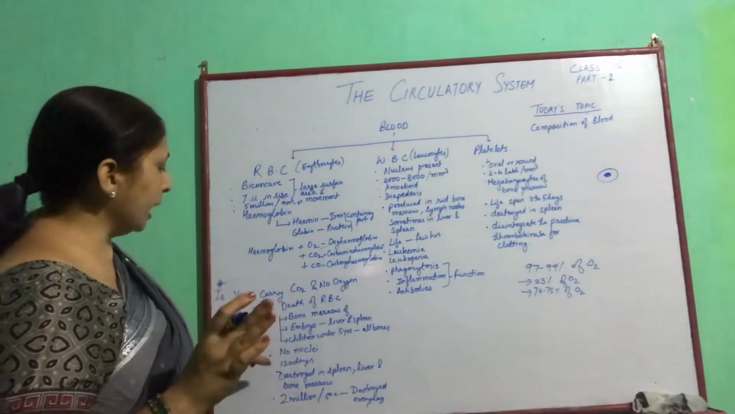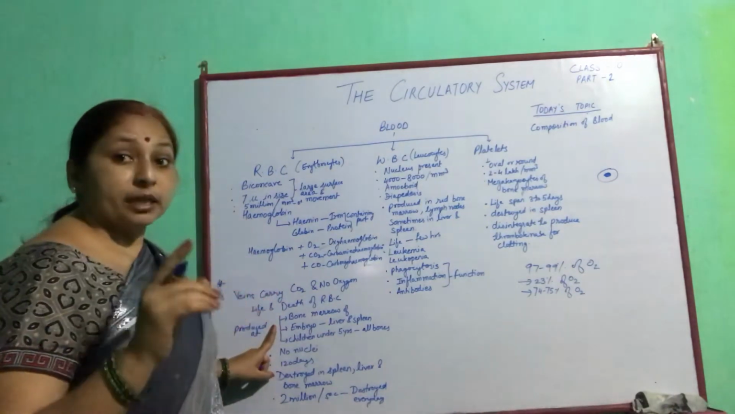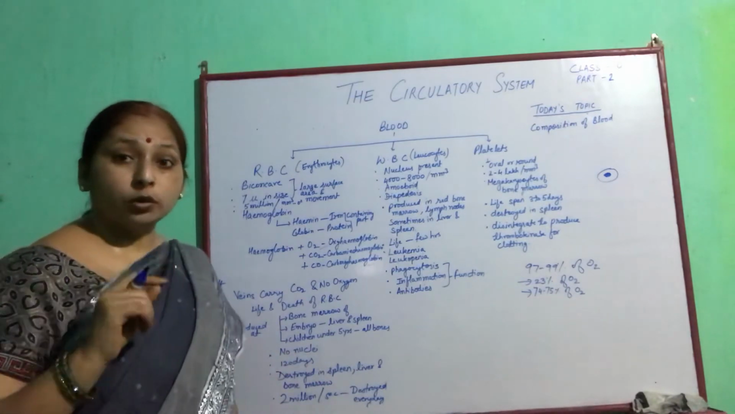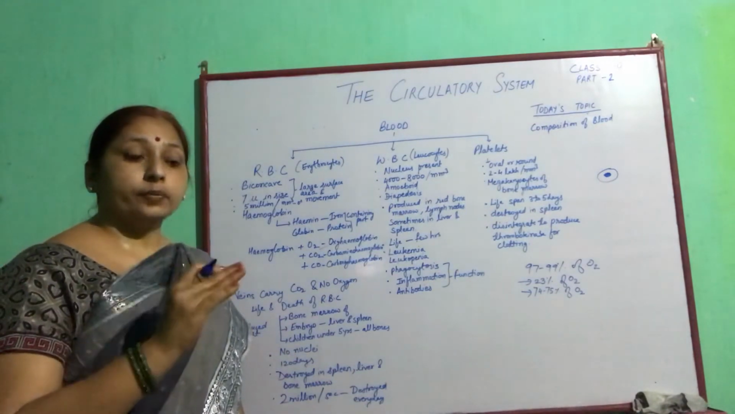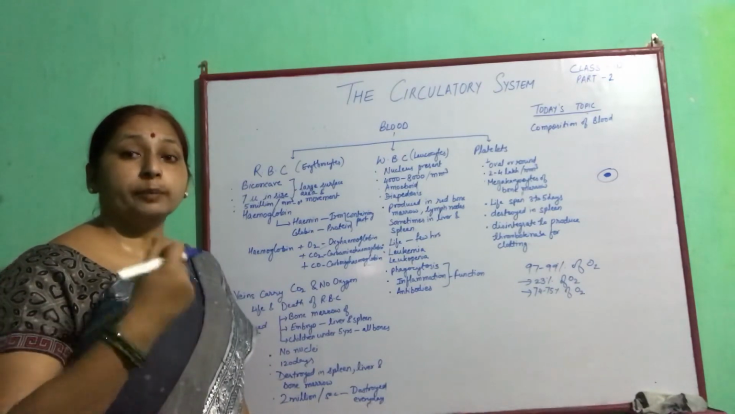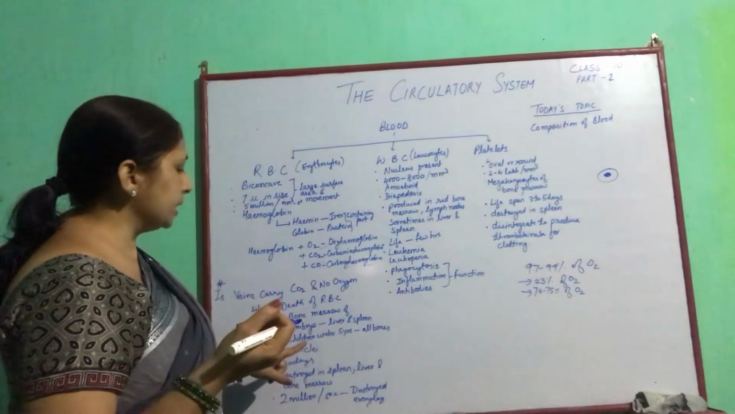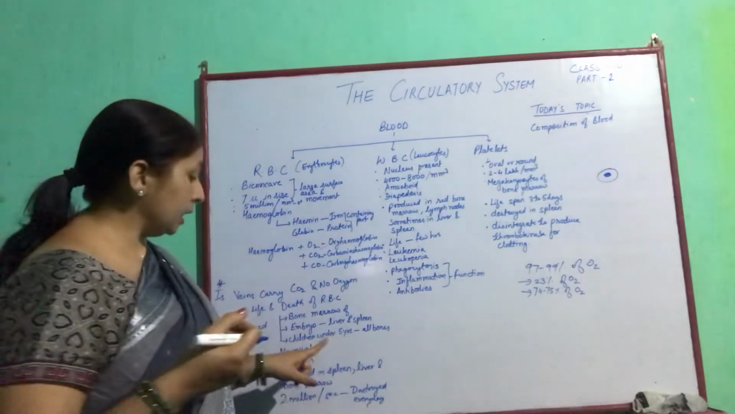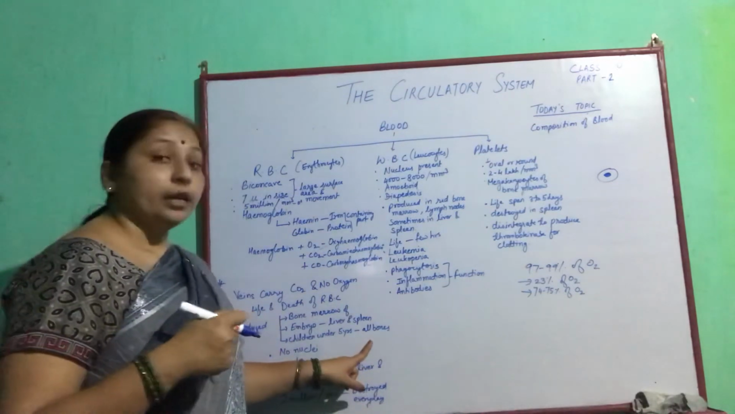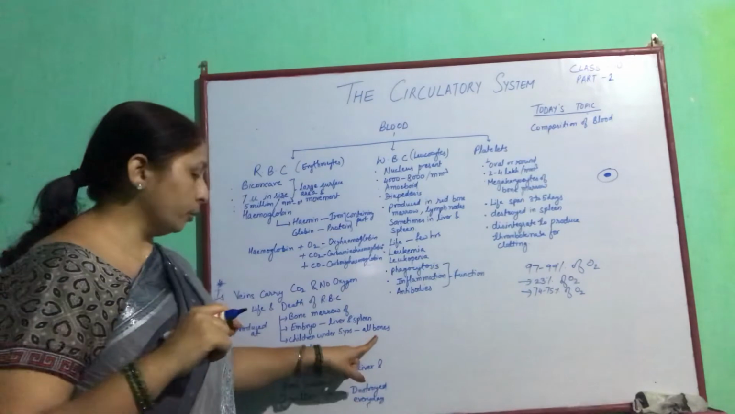Then, on the life and death of RBC, RBCs are produced in the bone marrow of all the long bones, like the long bones of the ribs, breastbone, and pelvic girdle. In the embryo, RBCs are produced in the liver and spleen. In children under 5 years of age, they are produced in the bone marrow of all the bones.